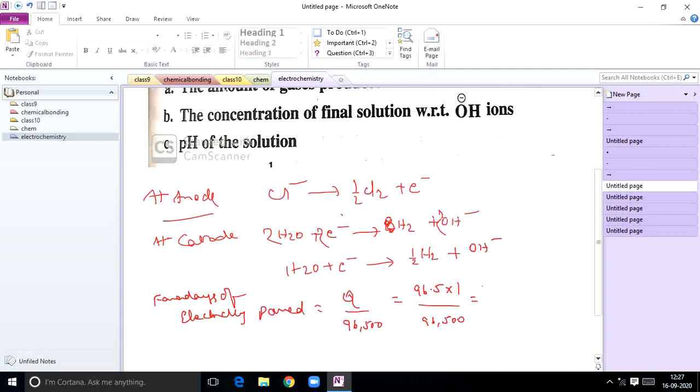So do this one, 96.5 into 1 by quantity of electricity passed, you have to calculate. So how much will you get? 96.5 into 1000. Into 1000 means here 10 power minus 3. Here 10 power minus 3 moles of electrons you can take. Okay, you will get 10 power minus 3 moles of electrons.